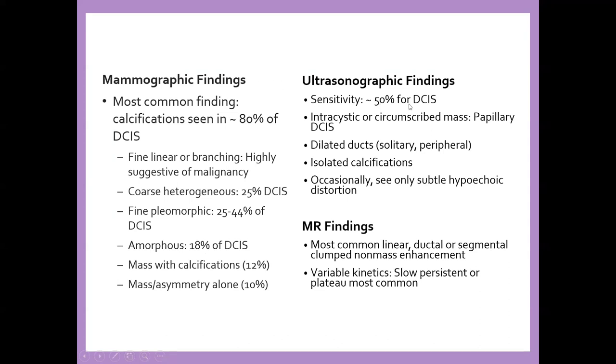Ultrasound sensitivity is 50% for DCIS, unless you're dealing with papillary ductal carcinoma in situ, which presents as an intracystic or circumscribed mass. Ultrasound can show a dilated duct, isolated calcification, and occasionally only subtle hypoechoic distortion. MRI findings: most common is linear, ductal or segmental clumped non-mass enhancement, with variable kinetics, either persistent or plateau, most commonly. These are the features of MRI findings.